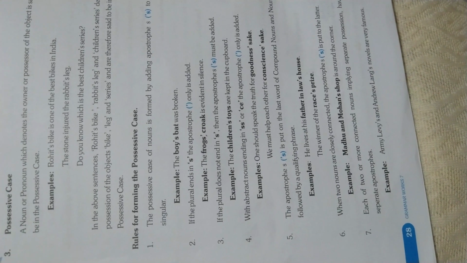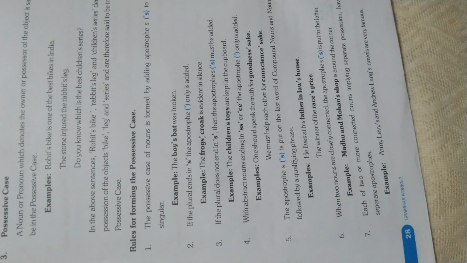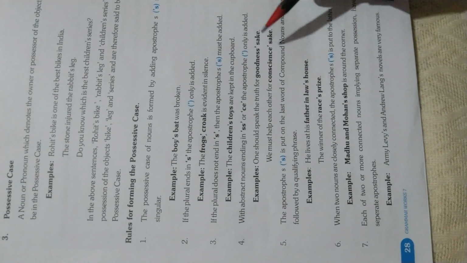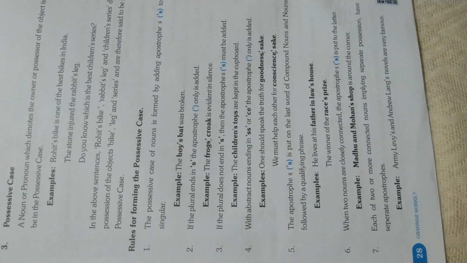Now, with abstract nouns ending in ss or ce, only the apostrophe will be added. Now see here in the example. One should speak the truth for goodness' sake. Here the word is ending in ss, so where will you put the apostrophe? After s. Now second, we must help each other for conscience' sake. Now the word is ending in ce, then where will you put the apostrophe? After e. Please note, in abstract nouns ending in ss or ce, only the apostrophe will be added. Here you can see only the apostrophe means after ss and after e.